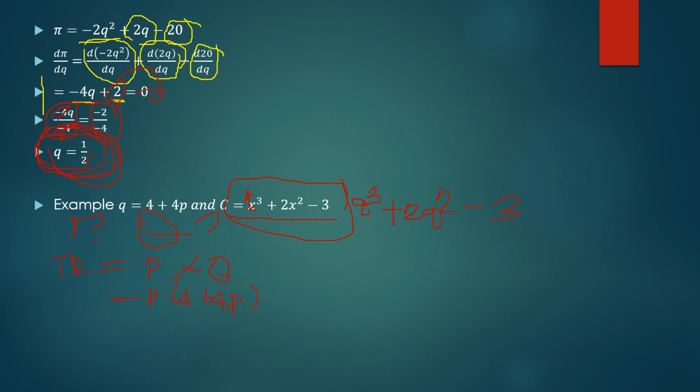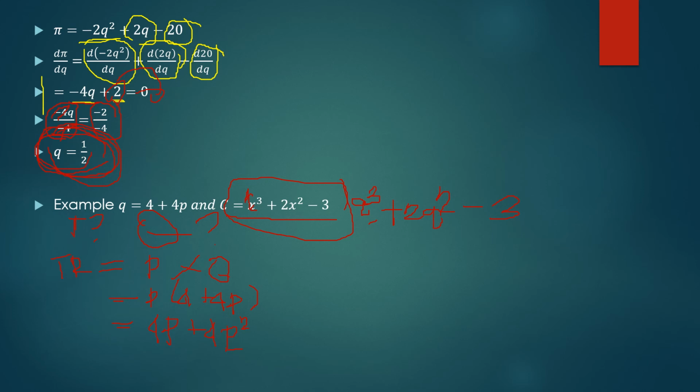Okay, so therefore, it is just simply 4p plus 4p squared. We have our total revenue. But the problem is, when you saw the cost function, it is in terms of Q, and the variable here is P. So how do we do that? Right? We have to change it to quantity.